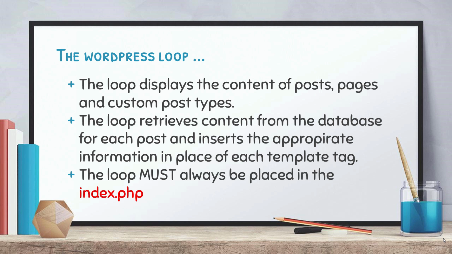Now, in terms of placement, the loop must always be placed in the index.php. We all know index.php is the default template file WordPress would use to eventually display the content of a page or a post. So it's okay for you to have your loop in your page.php, you can have it in your single.php, you can have it anywhere you want, but you must always have it in your index.php at the very least. So if you're looking to develop your own WordPress theme eventually, this is something you must pay very close attention to.